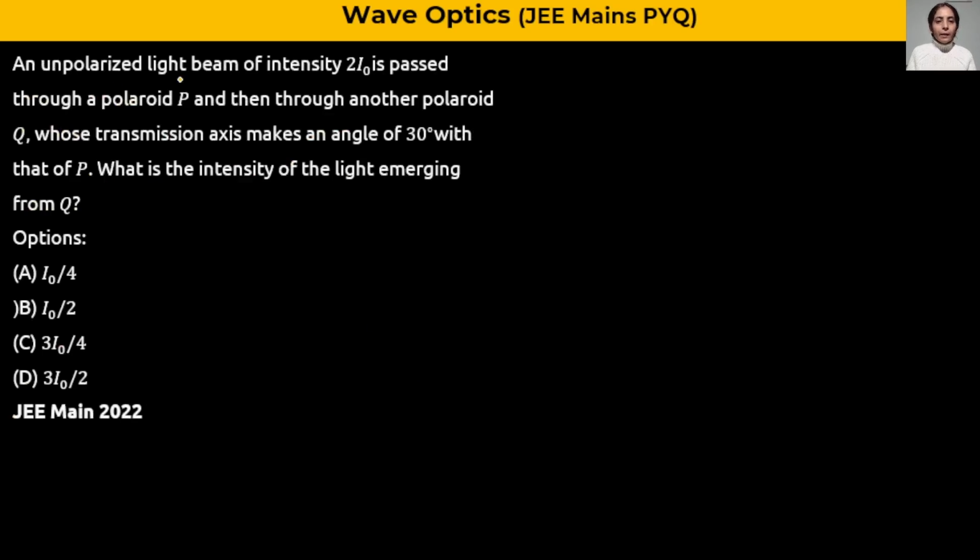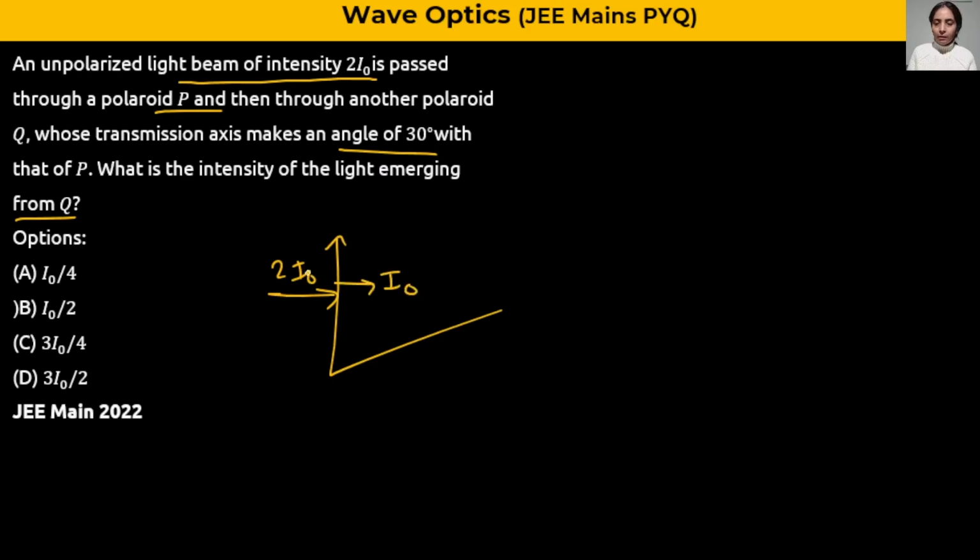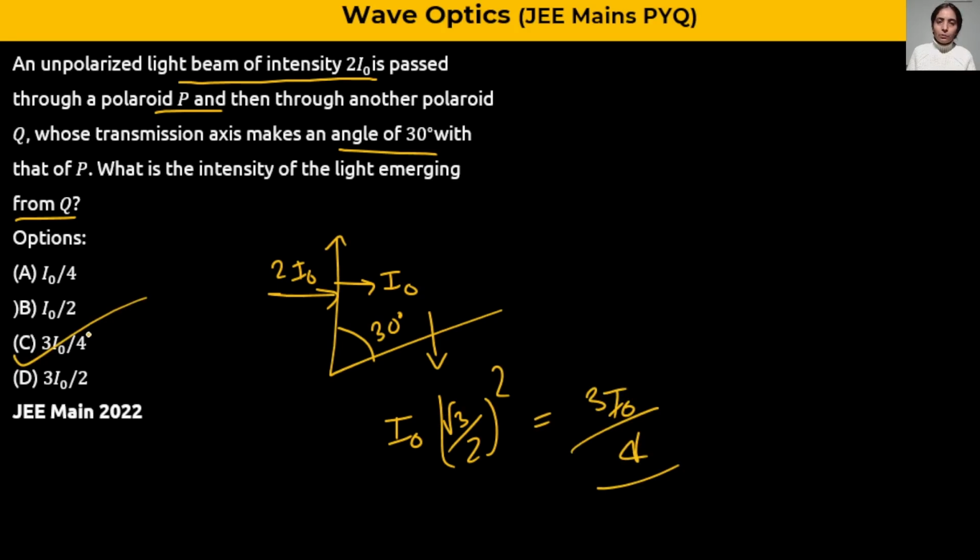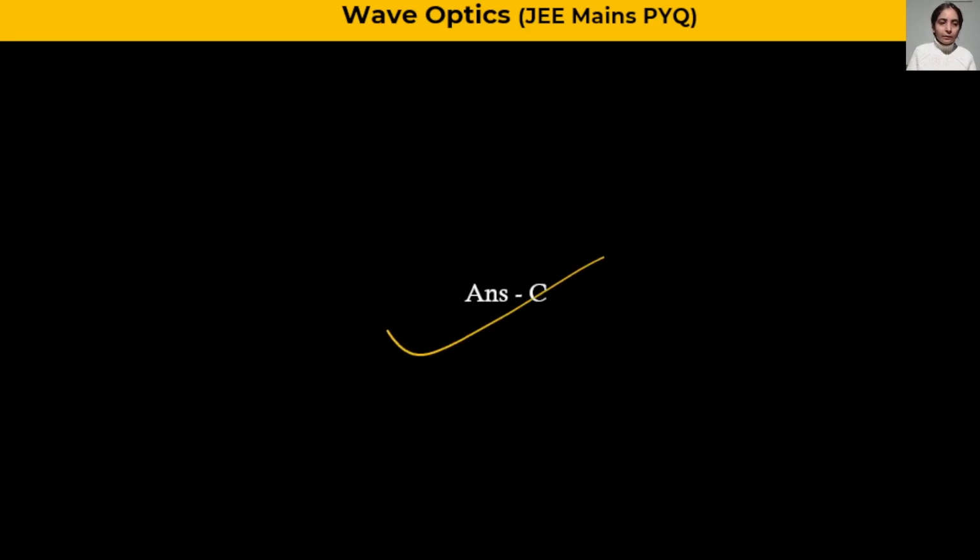Let us move ahead. An unpolarized light of intensity 2 I naught is passed through a Polaroid P and through another Polaroid Q, whose transmission axis makes an angle of 30 degree with that of P. What is the intensity of light emerging from Q? The question is very simple, you can do it like this. Unpolarized light of intensity 2 I naught. When it passes through here, it will become I naught, half of this. And then this angle is 30 degree. When it passes through here, it becomes I naught cos square 30, that is root 3 by 2 squared, so basically 3 I naught by 4. So the answer is 3 I naught by 4. The answer is option C. Done.